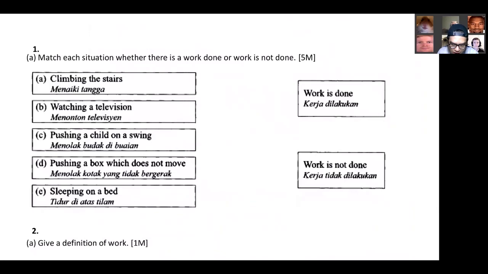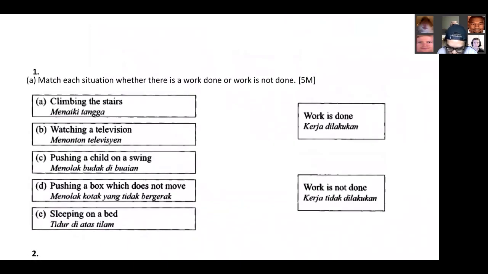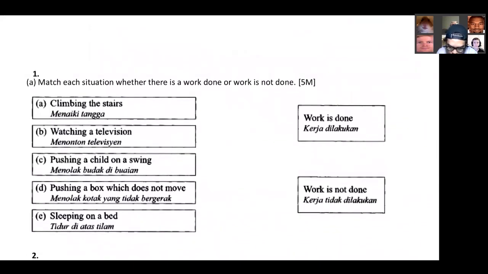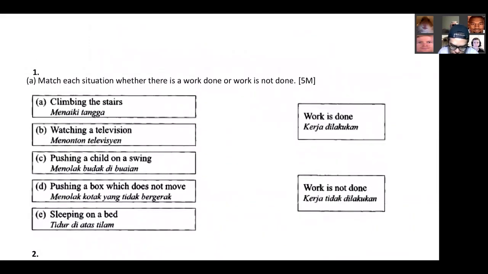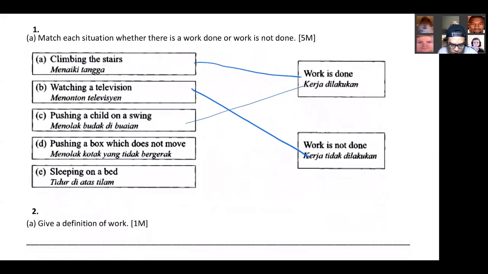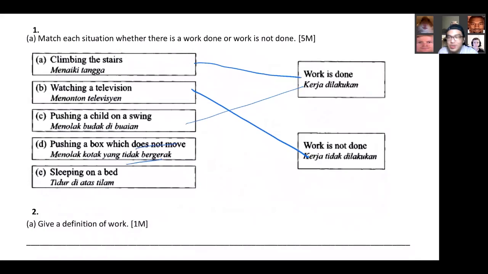So climbing the stairs, is there work done? Yes, there is work done, because there is distance. You're walking. Watching TV, is the TV moving? No, so no work done. Tiada kerja. Pushing a child on a swing, yes, the child is moving, so that's work done. Pushing a box, the box does not move. Tidak bergerak. Zero distance, so no work done. Like I said, the wall just now. Sleeping on a bed, are you moving? No, so work is not done.